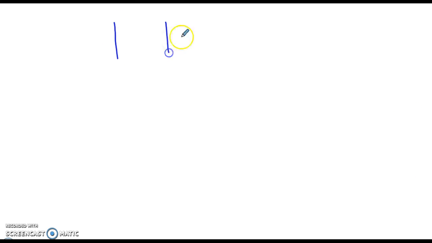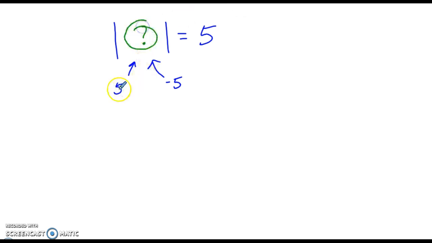If you have the absolute value of something, and let's say it equals 5, what do you know about that thing in there? Well, what could it be? Well, it could be a 5. We could be doing the absolute value of 5 to get 5, or we could be doing the absolute value of negative 5 to get 5. So that means that thing inside the absolute value is either a 5 or a negative 5.